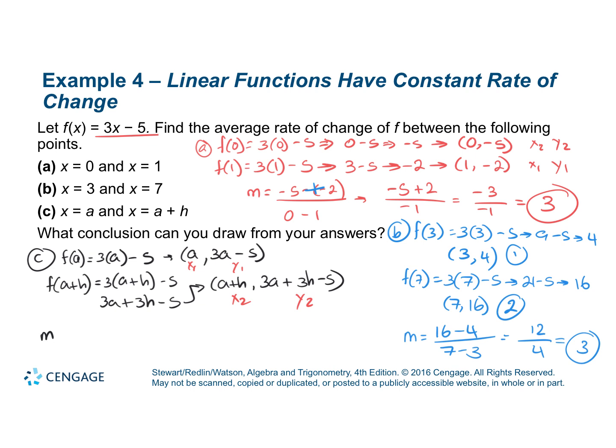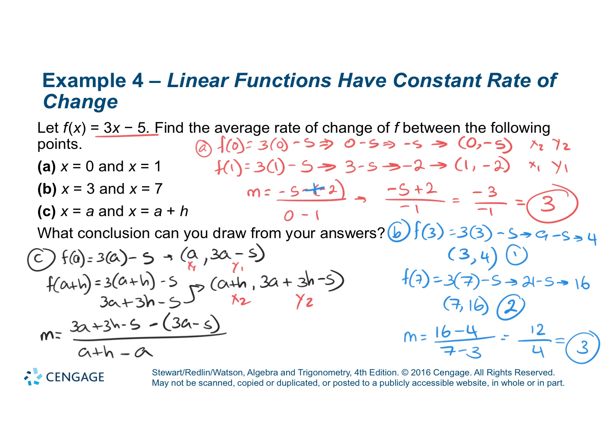That's going to be m is equal to 3A plus 3H minus 5 minus, I'm going to keep it in parentheses for now because I'm going to have to distribute that negative, over A plus H minus A. Now the reason I didn't put the parentheses in the bottom is because A is by itself. So even if I distribute the negative, it would just be negative A anyway.